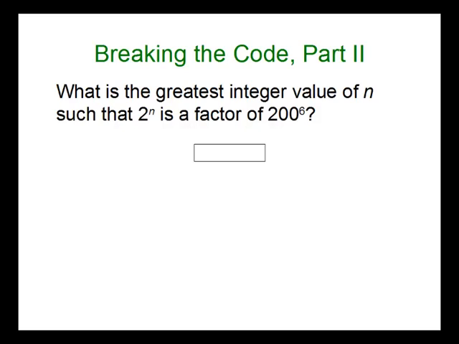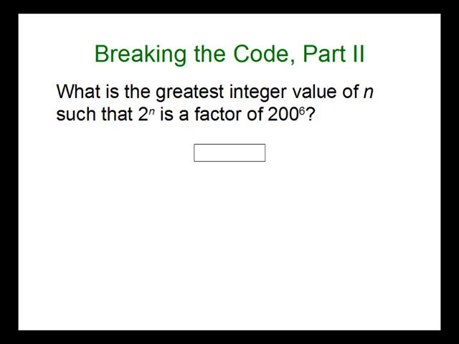All right, what is the greatest integer value of n such that 2 to the n is a factor of 200 to the 6th power? There's a lot going on here. When there's a lot going on, see if you can deal with a piece of it at a time. So let's begin with the whole greatest integer value of n such that... let's just think, what is, not n squared, 2 to the n. See how easy it is to reverse them?